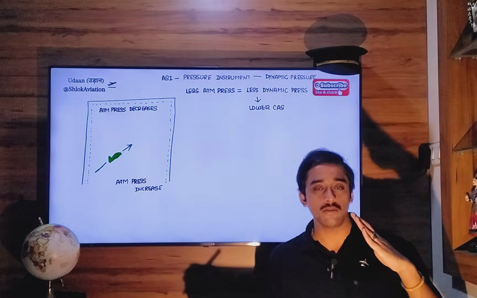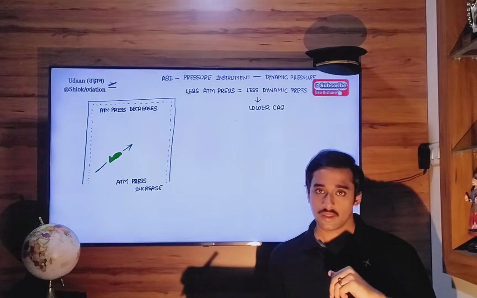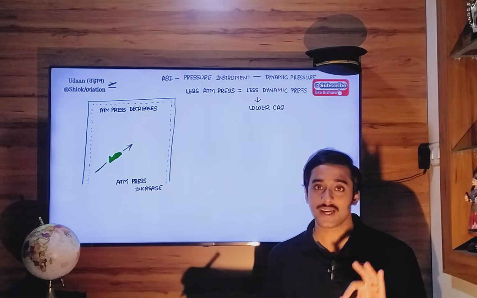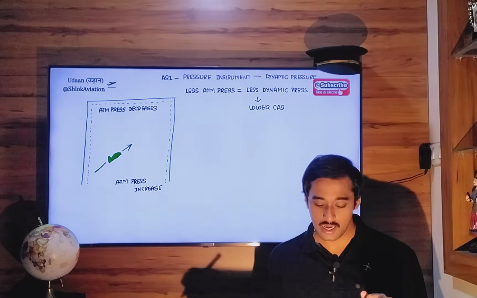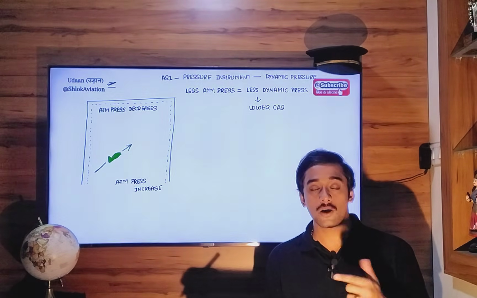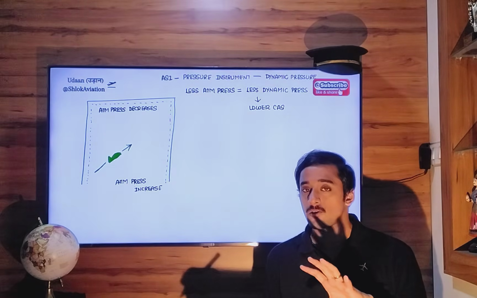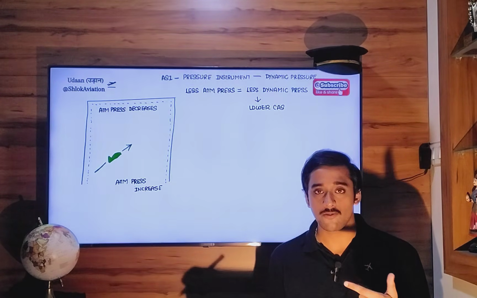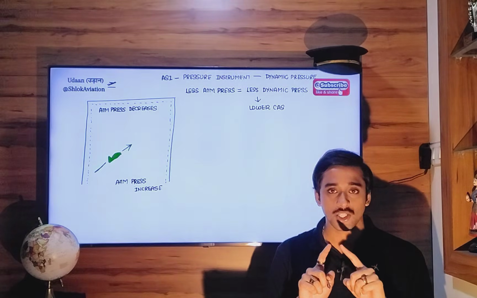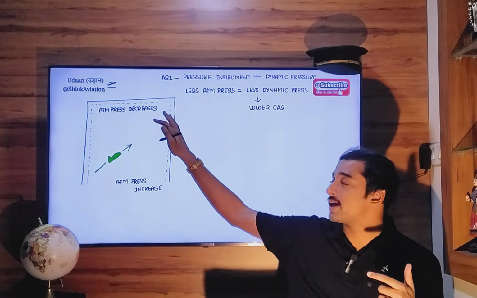Your aircraft may still be flying at a constant true airspeed, but the calibrated airspeed shown to you will start decreasing in value. So in order to prevent that calibrated airspeed from decreasing, you will have to compensate for this decrease in atmospheric pressure that you encounter at higher altitudes.